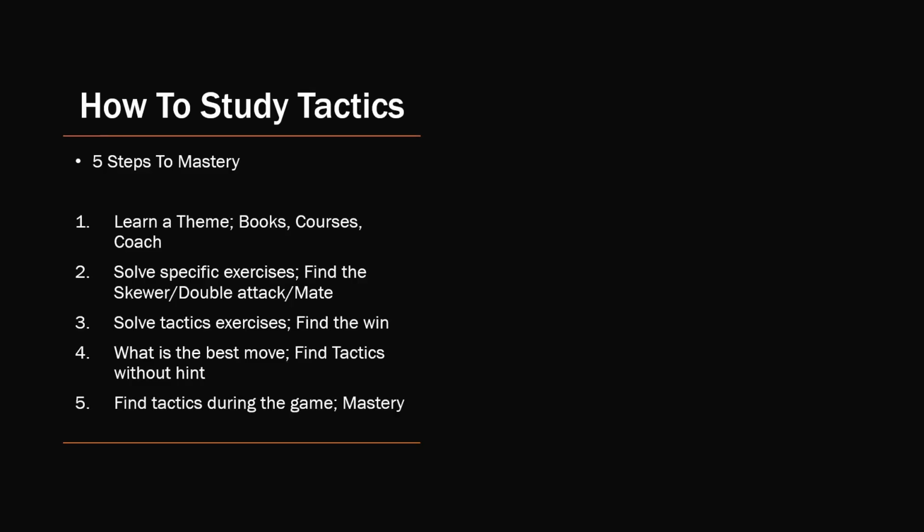And then step number 5 would be to find that exact tactic during the game. And that is then mastery. That's when we understood the theme, we learned the theme, and we can put it into practice when it counts the most. And just to make it clear, this whole 5 steps you will do not only once. It's not that just once you know what a skewer is, you can find it 7 moves ahead, right?